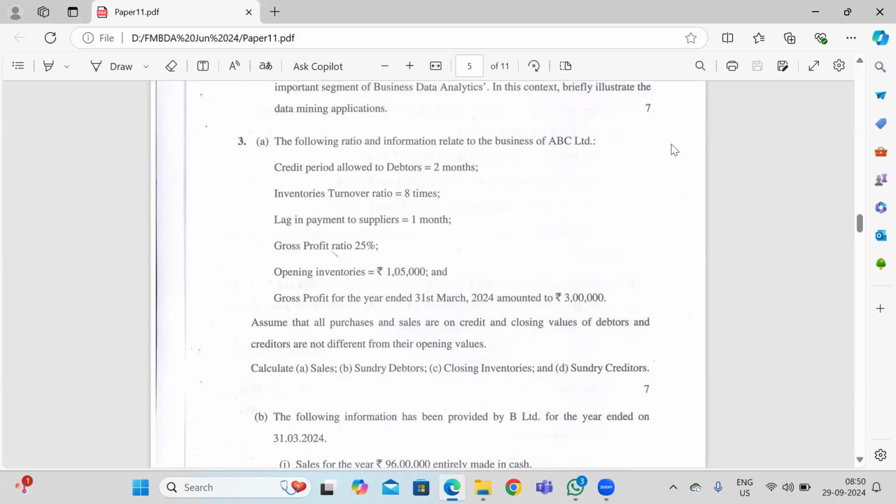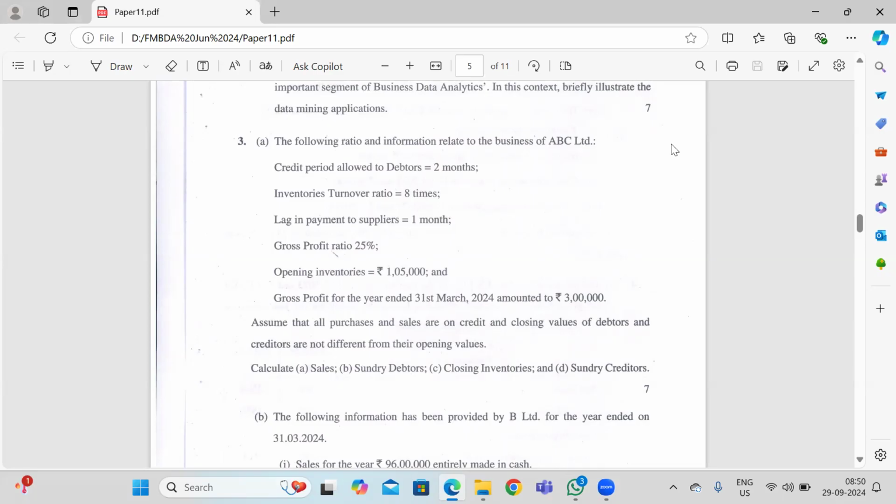Based on the following assumption, assume that all purchases and sales are on credit, and closing values of debtors and creditors are not different from the opening balance. So opening and closing balance are the same, so the average will also be the same. Now calculate sales. So first we need to calculate sales.